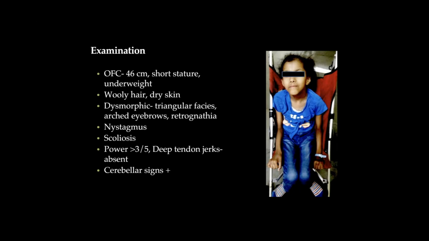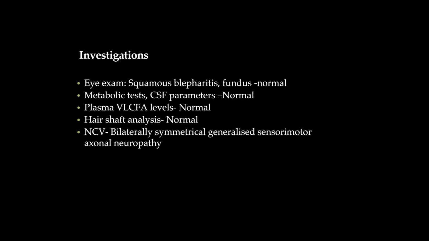So she had dry skin, woolly hair, and she was dysmorphic. She had triangular faces, very arched eyebrows, retrognathia. Positive findings on examination were nystagmus, fundus was normal. She had scoliosis. She had anti-gravity movements in all of her limbs. Deep tendon reflexes were absent, and she also had cerebellar signs.